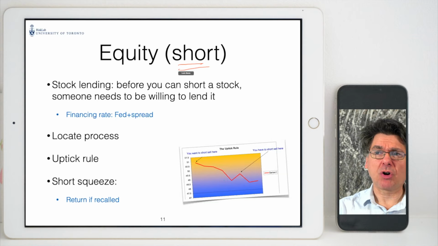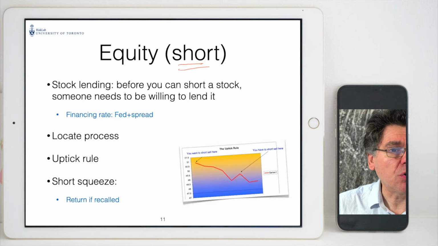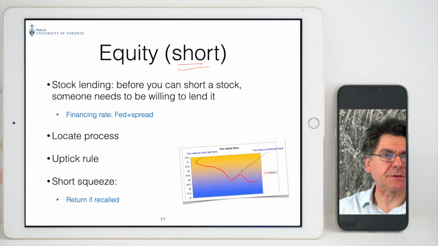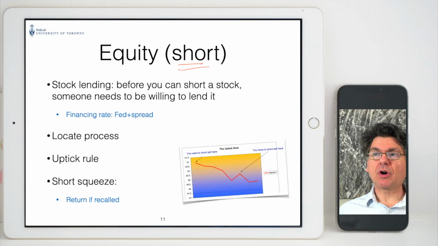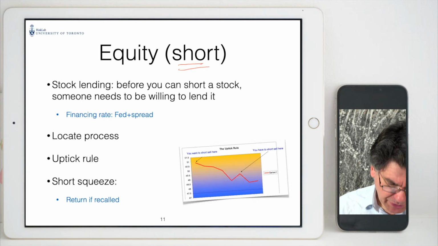Please answer in the chat if you know what shorting stocks is. Yes or no? Yes, good. Perfect. So then I will show you how you do it. I don't know if you know how you do it. I suspect not. I'll tell you how shorting stocks is done.